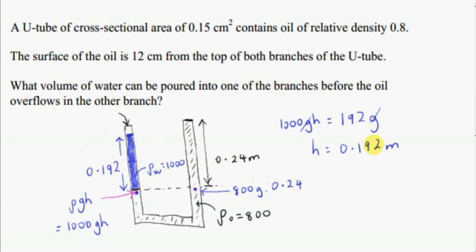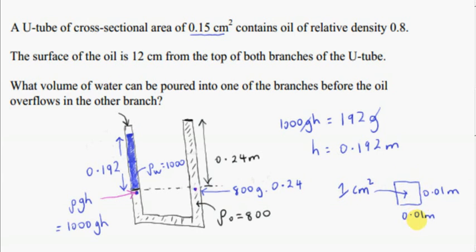The cross-sectional area is 0.15 centimeters squared. So we just multiply the height by the cross-sectional area. However, we need to convert centimeters squared to meters squared. So we need to figure out what 1 centimeter squared is in meters squared. Well, we just draw a square of side 1 centimeter. So its area is 1 by 1 centimeter squared.